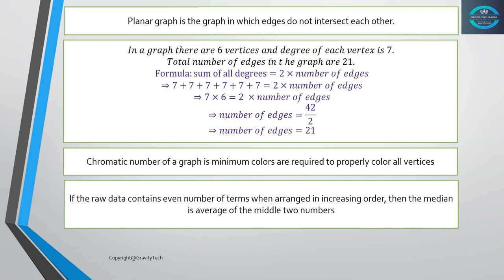Okay. Now, how to find the median of a raw data which contains an even number of terms. If the raw data contains an even number of terms when arranged in increasing order, then the median is the average of the middle two numbers.